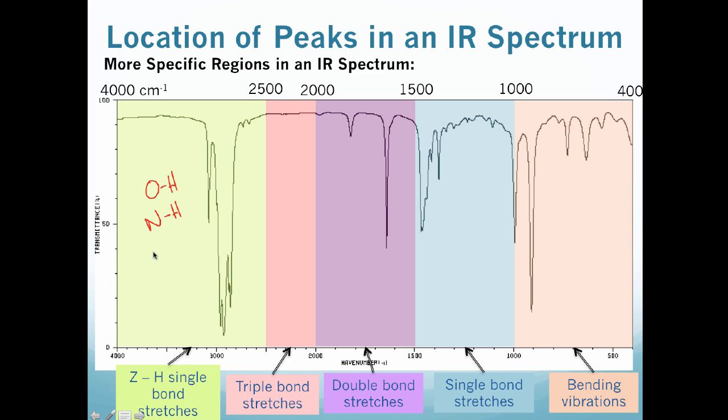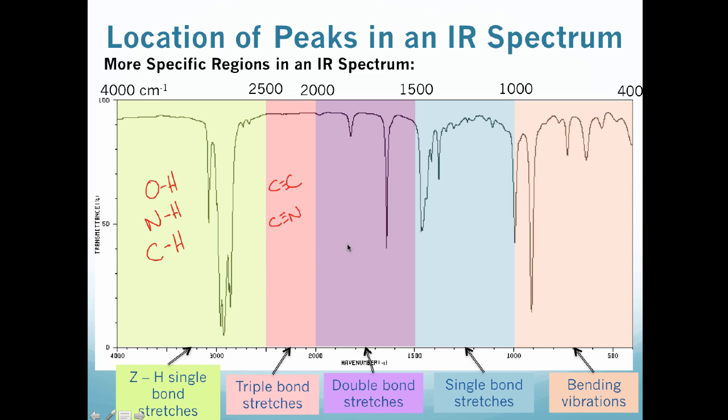NH stretches and carbon-hydrogen stretches. So all of these bond stretches are going to show up in this region, and that's going to be very diagnostic for us. In the region of 2,000 to 2,500, that's going to be our triple bond stretches. So alkyne and nitriles are the main ones that we're going to look at.